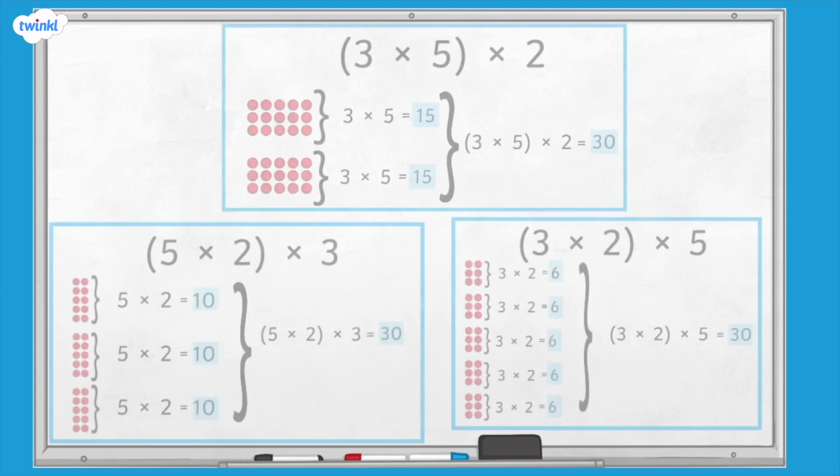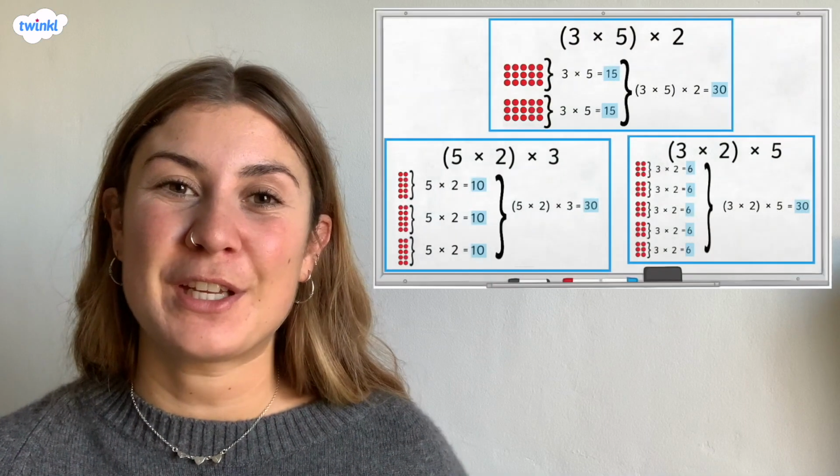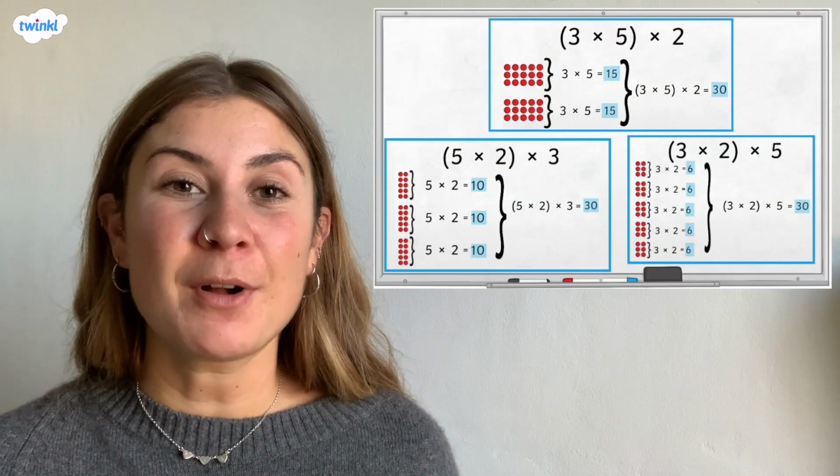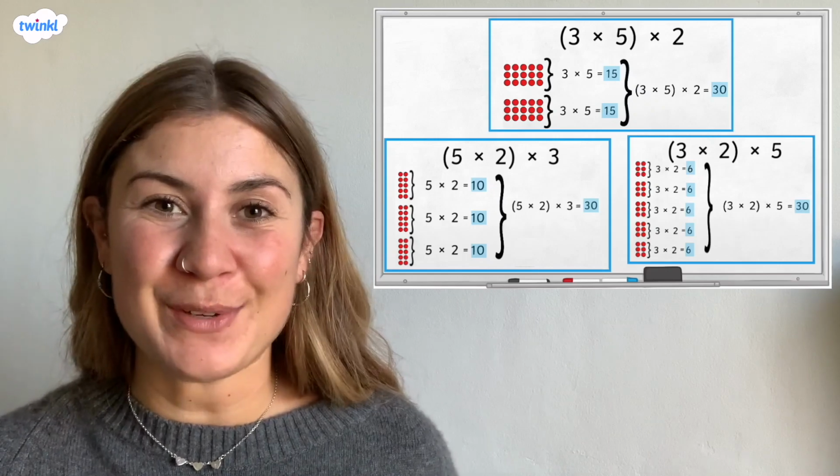When we look at all of the arrays together, you can see that they all have the same total answer, even though they are all calculated in a different order. You can choose what order you calculate in, depending on which multiplication facts you would rather use. Which of these 3 ways would you choose?